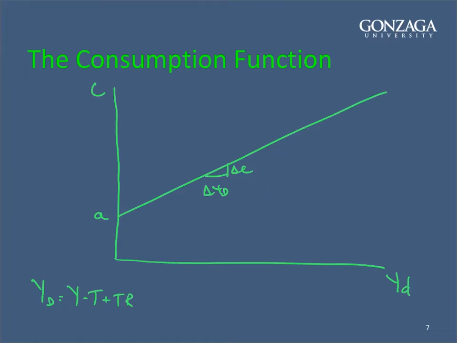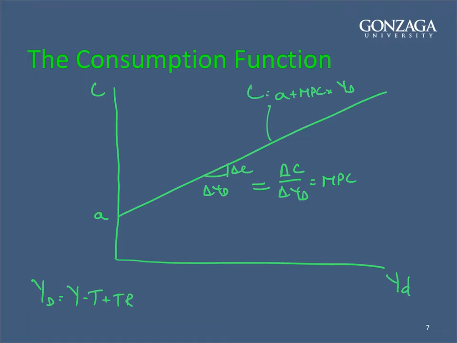We don't want to do those. We want to do those, right? Equals the rise over run, which is MPC, right? And so the equation of this line is A plus MPC times YD.